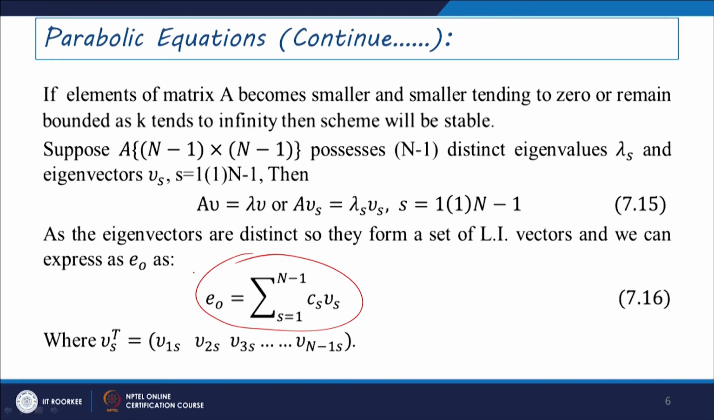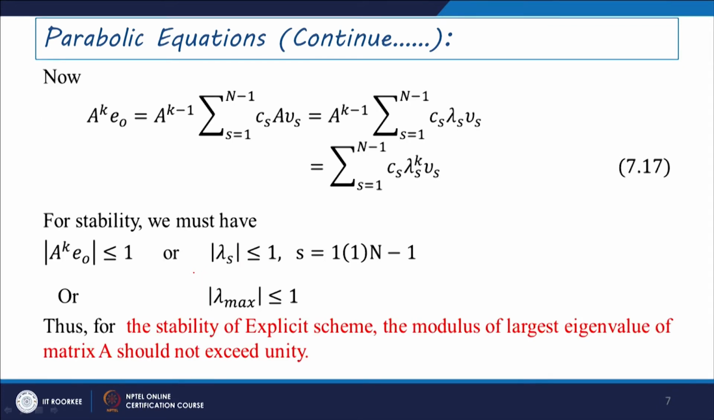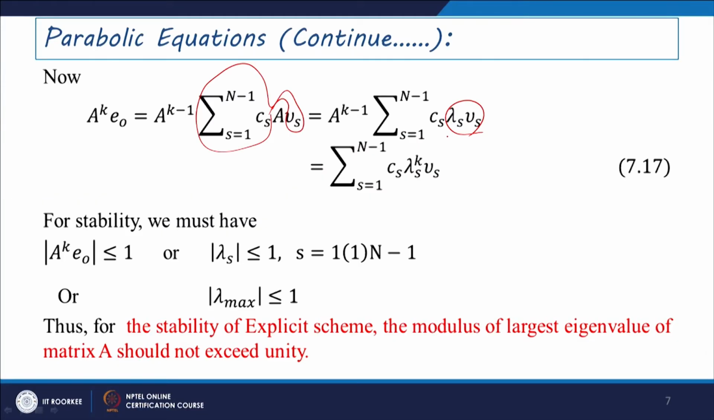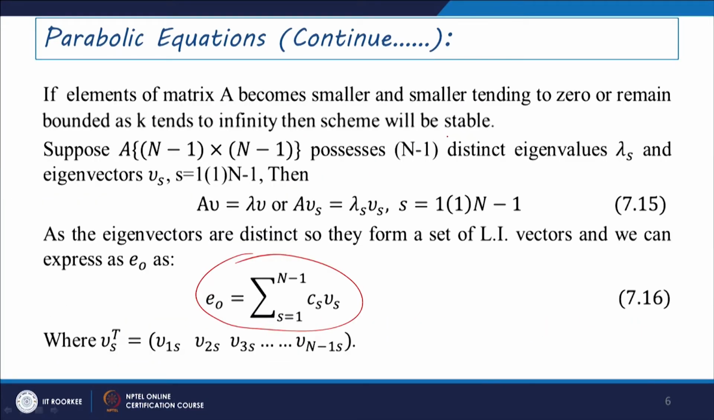If we express E0 in this form, then we can write A to the power k E0 as A to the power k minus 1 into A E0. So A E0 can be written with E0 as a summation of Cs Vs, s equals 1 to n minus 1. If A is taken inside the summation, we can rewrite A Vs as lambda s Vs, since in the previous slide we wrote that A Vs equals lambda s Vs.